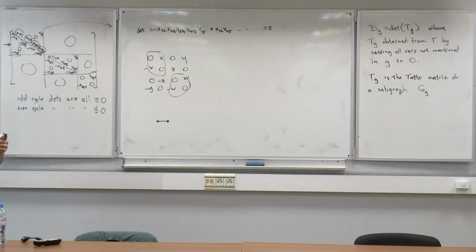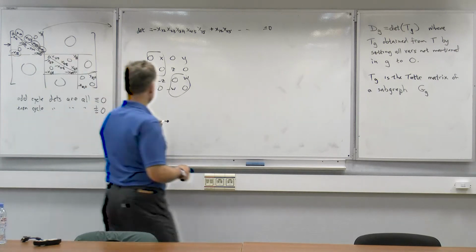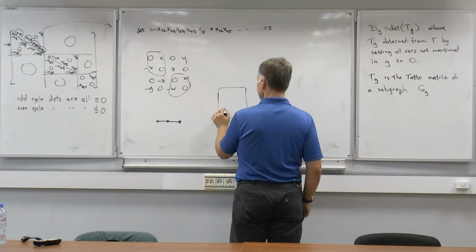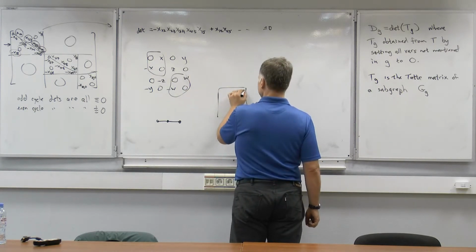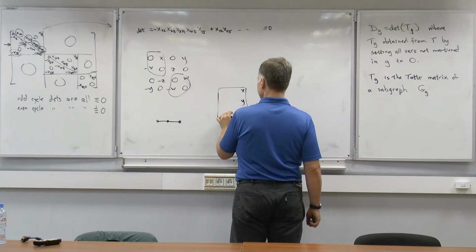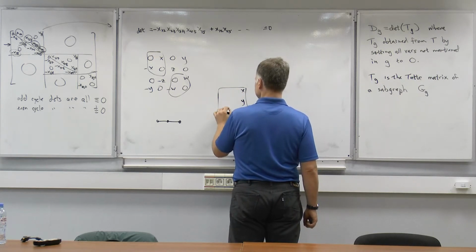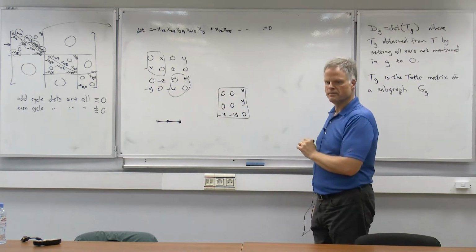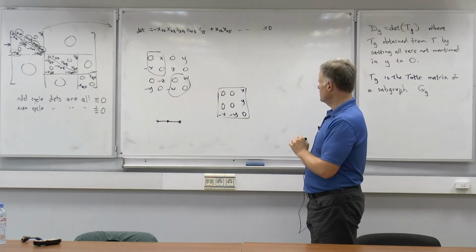Well, I think your question is, if I have something like that, why can't I have a 3x3 block that looks like x, y, 0, minus y, minus x, you know, something like that.